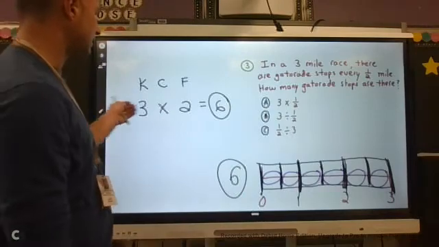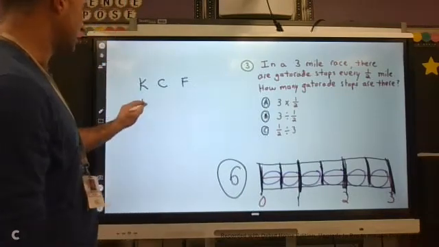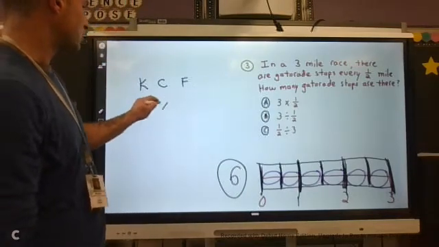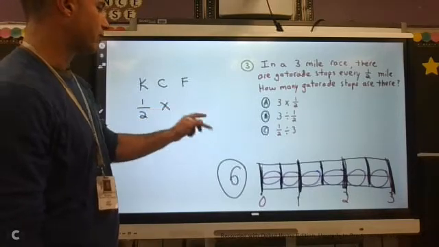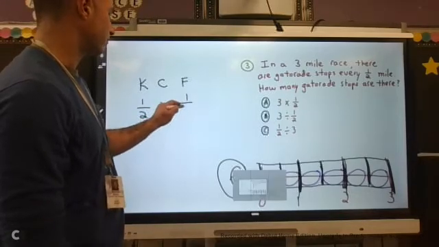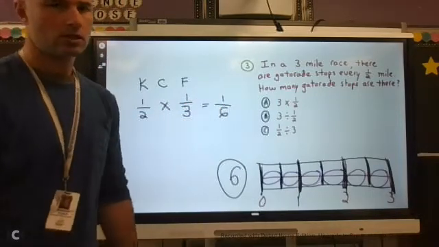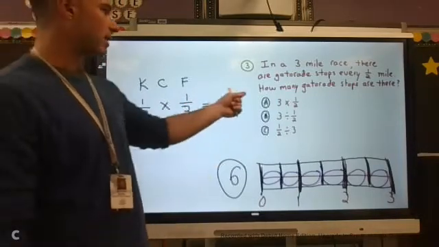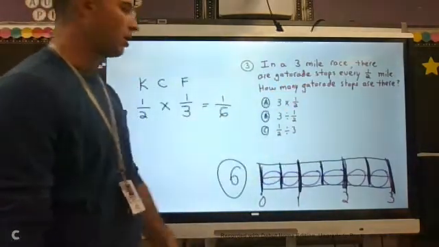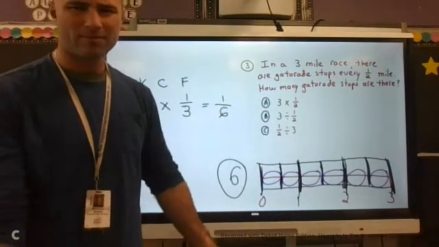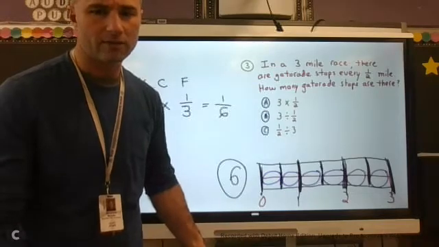Okay, C is not the answer because I would keep the 1/2, I would change the multiplication, and I would flip the 3 to 1/3, giving me an answer of 1/6 stops. Does that make sense for what I'm trying to solve? How many Gatorade stops there are? Oh, there's 1/6 stop? That's not even a thing, right?